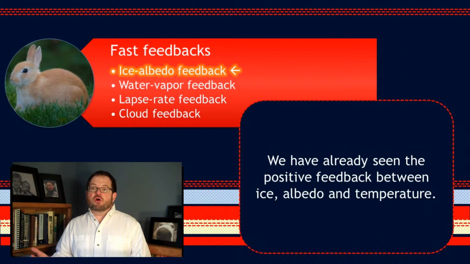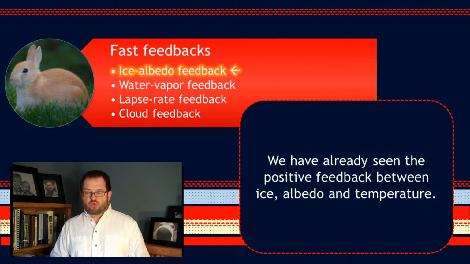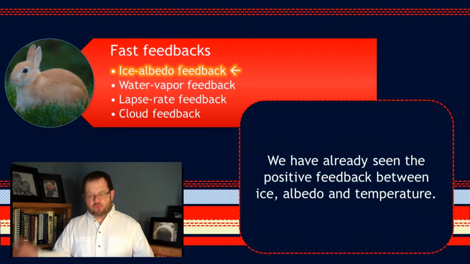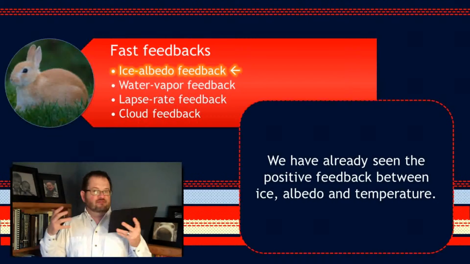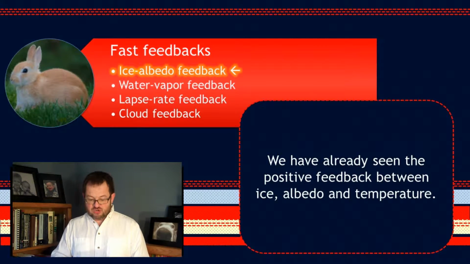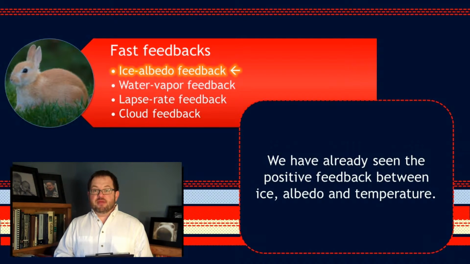And one of them we've seen already, the ice albedo feedback. If we warm up the surface of the Earth and ice melts and exposes more ground, that immediately starts absorbing radiation, the temperature starts going up, you get even more melting and so on. That is a positive feedback between ice albedo and temperature. That happens almost immediately. It's a fast feedback.